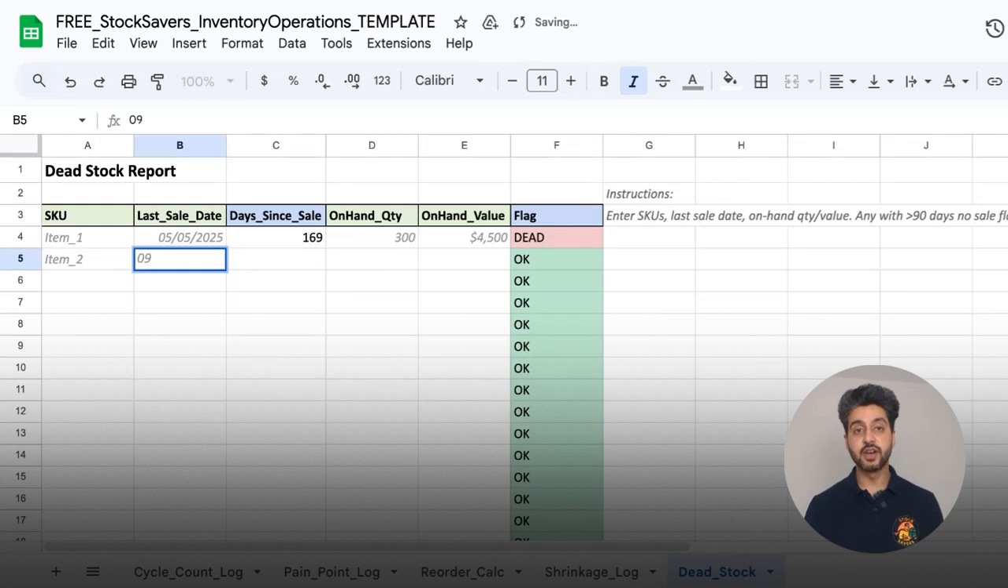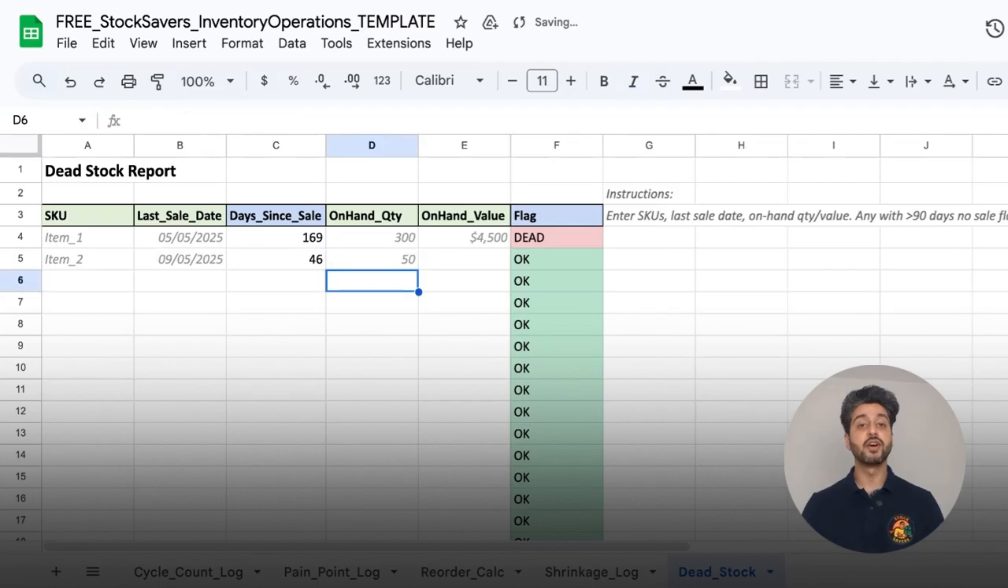Once you've identified them, you can decide what to do. You discount them, bundle them, or clear them out to make space for faster-moving items. When you do this regularly, you'll start freeing up cash every single month, and that's where the real money comes back into your business.